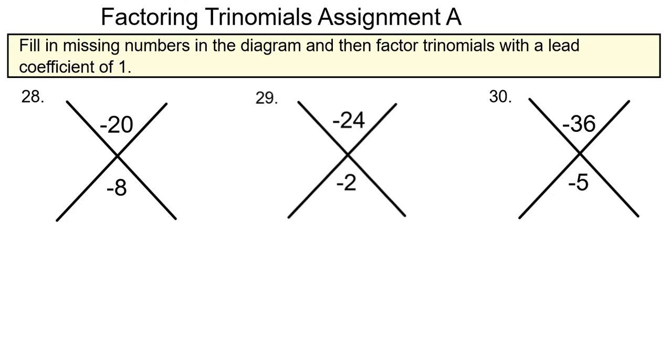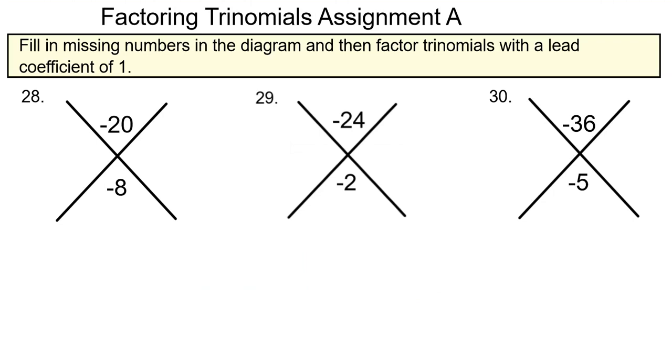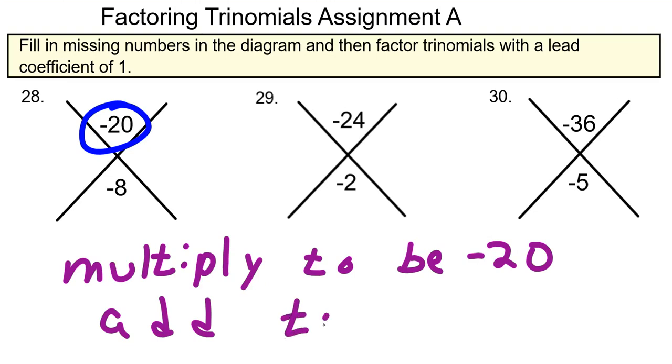Keep in mind, we are trying to factor a trinomial that looks like this, but for now we are focusing on the diagrams. In number 28, we are trying to find two numbers that multiply to be negative 20 and add to be negative 8.